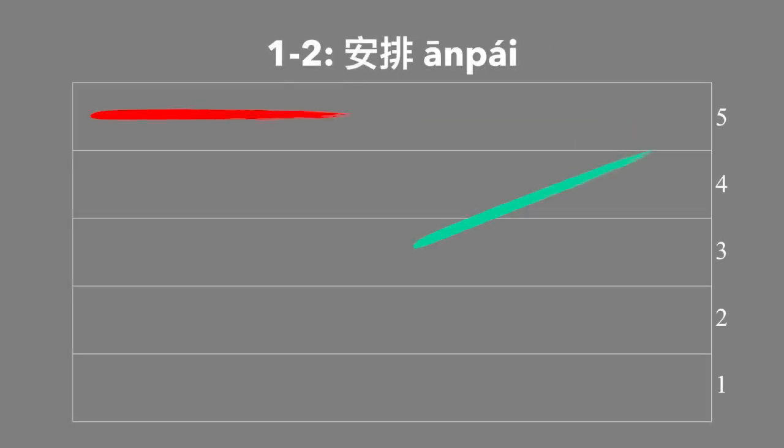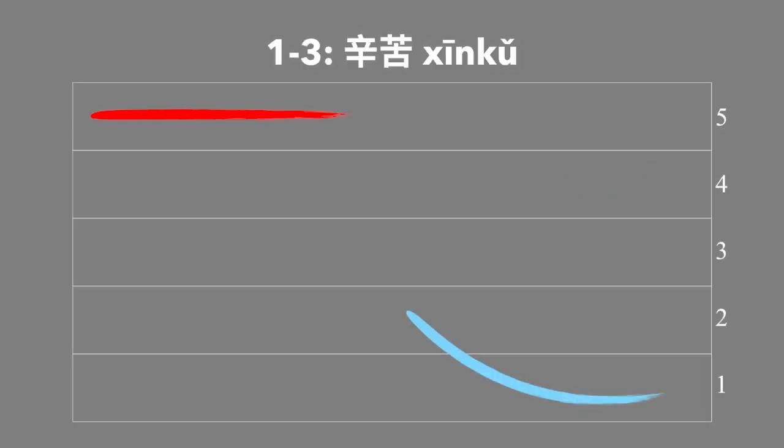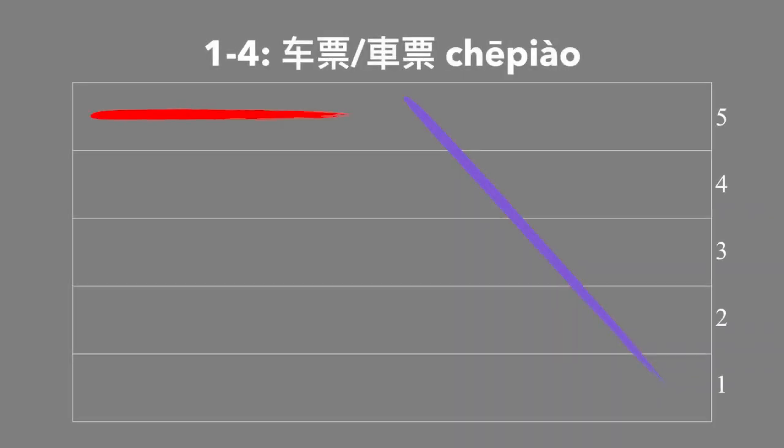安排安排. Okay, notice that even at its highest point, the second tone never gets as high as the first tone. Listen again. 安排安排. Okay, here's a 1-3 combo. 辛苦. You should notice it had the half third tone. They didn't pronounce the full falling and rising type contour. 辛苦辛苦. Okay, here's a 1-4.